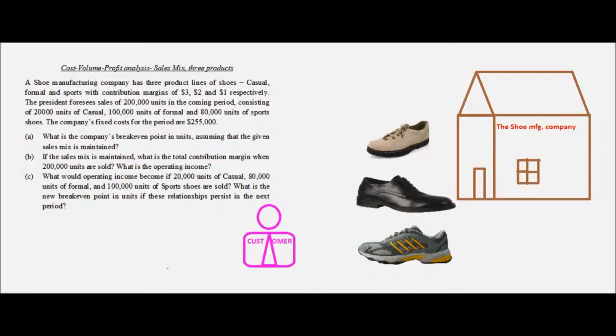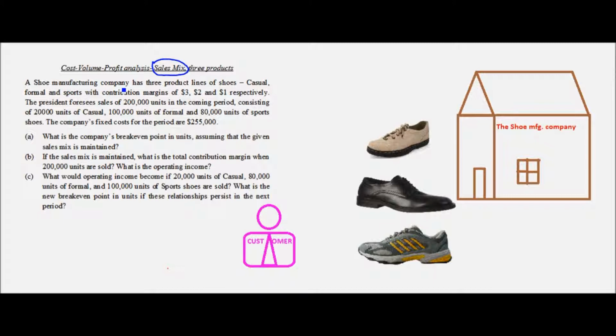Let us look at an example of cost volume profit analysis for a company with a sales mix of three products. Now, what is meant by the term sales mix? So, sales mix is the relative combination of quantities of products that constitute the total unit sales. So we'll learn more about the sales mix as we go through this example.